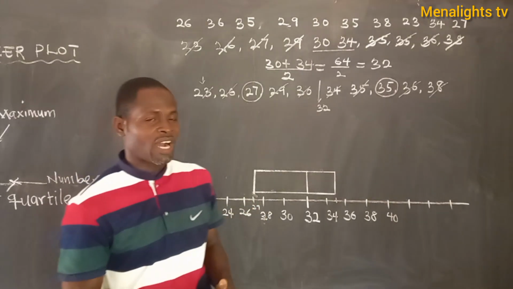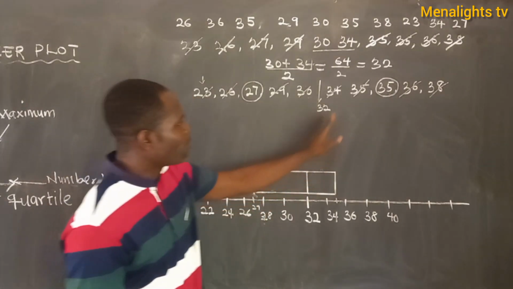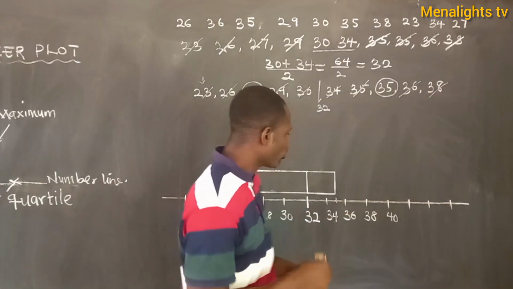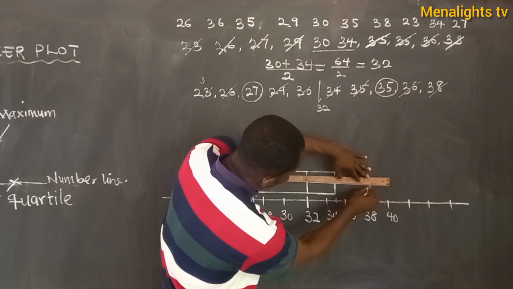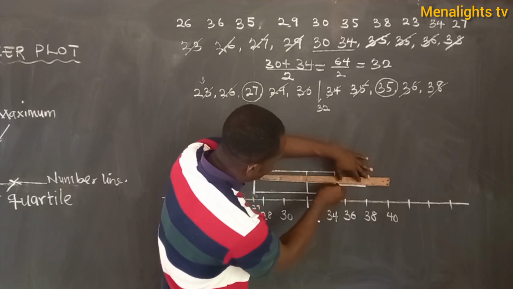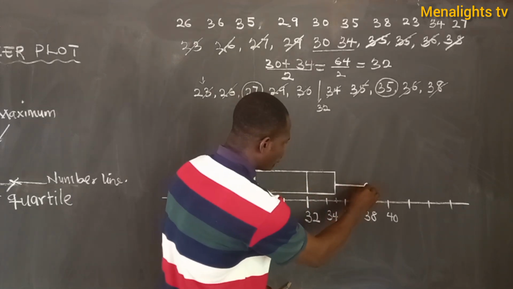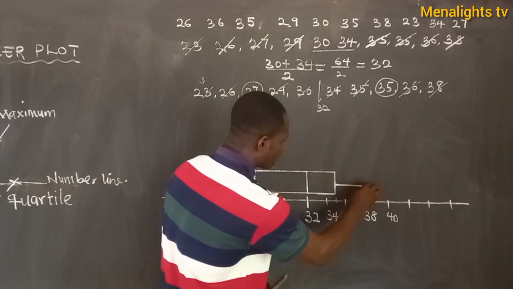Then we are going for our whisker. Here, the biggest number is 38. So we join until we reach where the 38 is. So the 38 is here. We join from the box to where you have the 38. Then you do this thing here, the whisker.